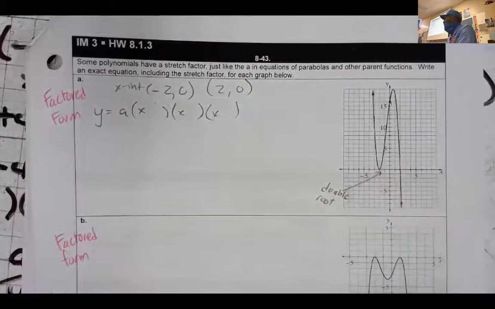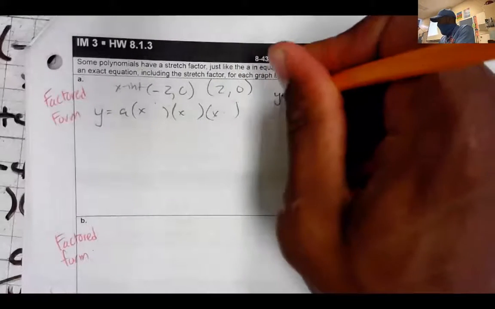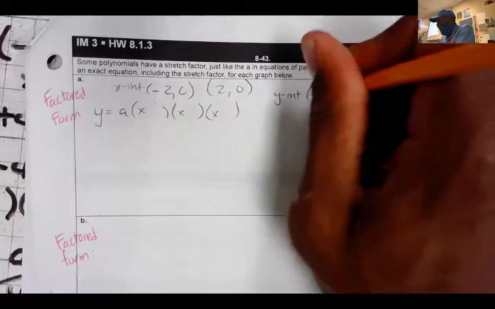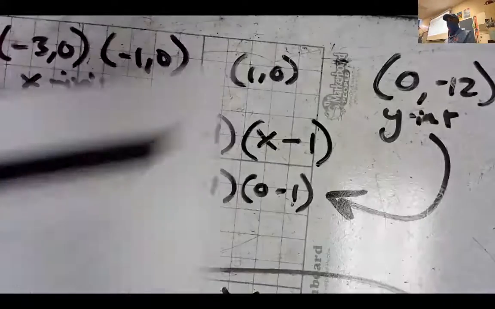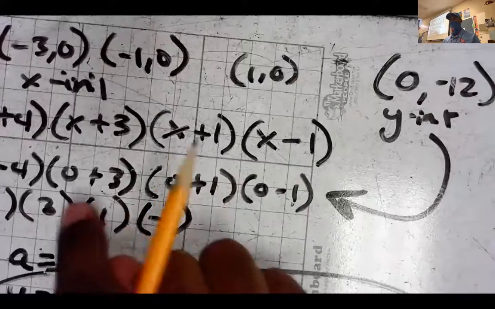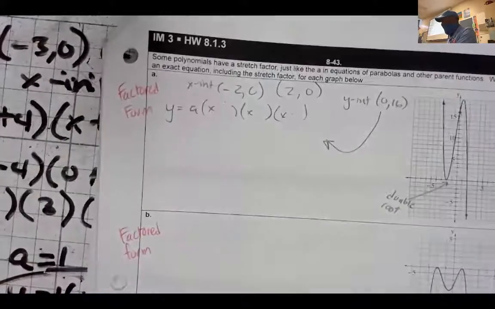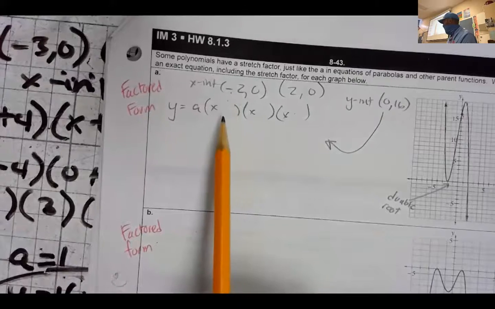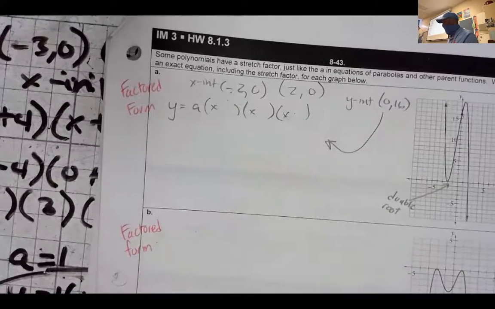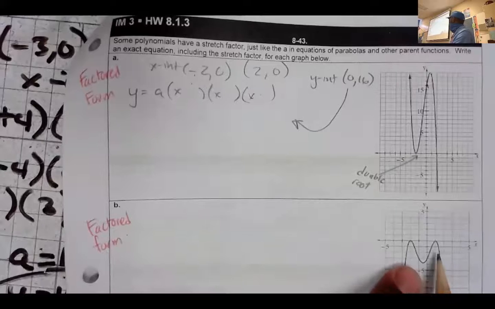So if it has a y-intercept, use it. So the y-intercept here at 0, 16, that's what I'm going to plug in, just like I did with the 0, -12 here. I plug that in. Then you guys will figure out, remember, if it's negative, put positive, switch the signs. Same thing here. Now notice what's special about this one. They're both double roots. Both double roots.